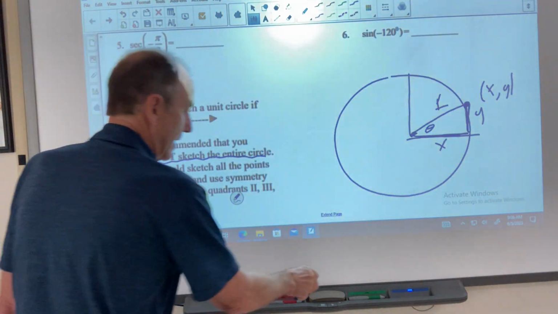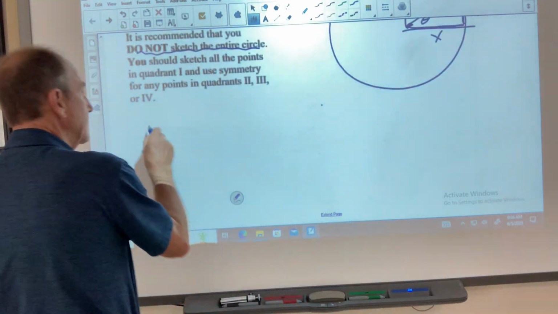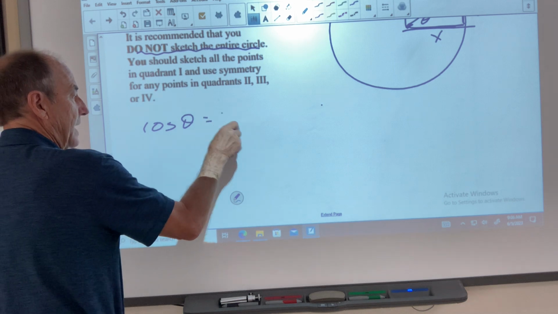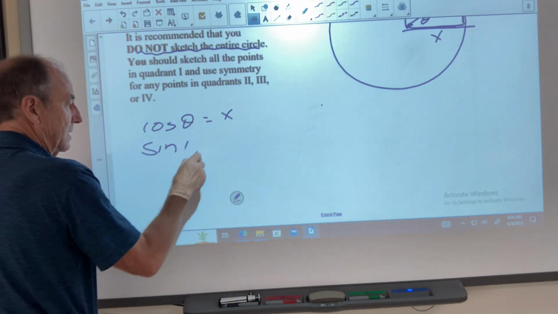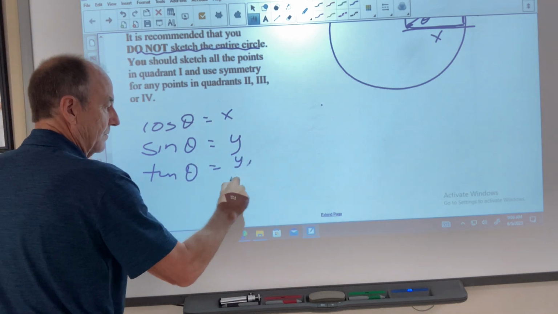Let's go and write those down. We'll do that down here. Let's see, the cosine of an angle is the x value, the sine of the angle is the y value, and the tangent of the angle is y over x.